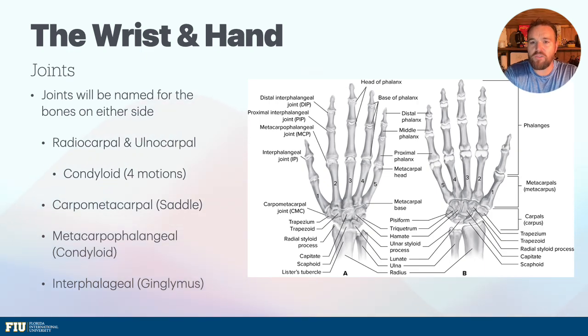So when we take a look at the joints, there are a ton of different joints. Pretty much on this picture that you're seeing right now, in between every single one of these bones, we can consider there to be a joint there. So the most obvious ones, if we go from most distal to most proximal, the top of this picture is the most distal bones. The bottom of the picture is the most proximal ones.